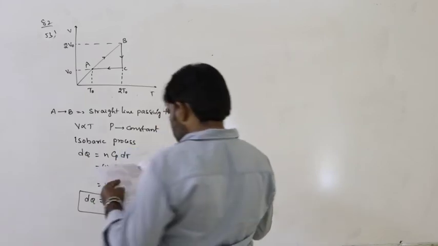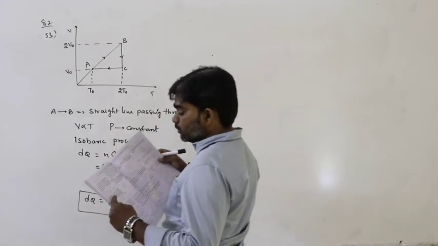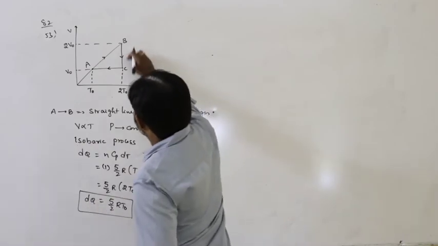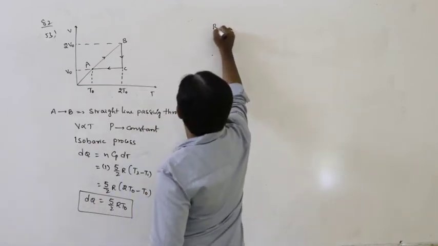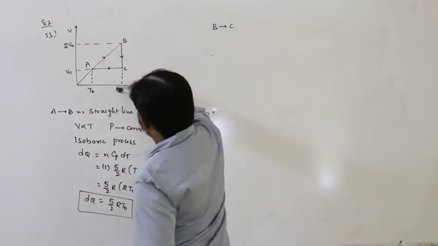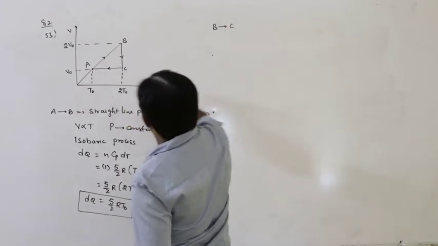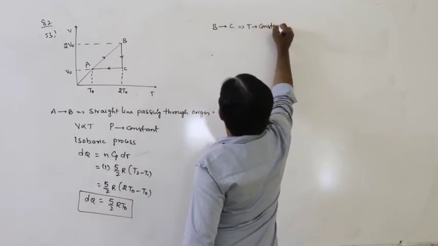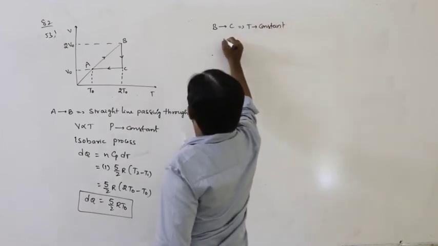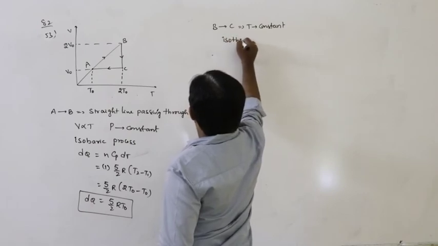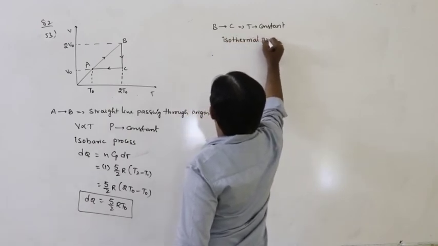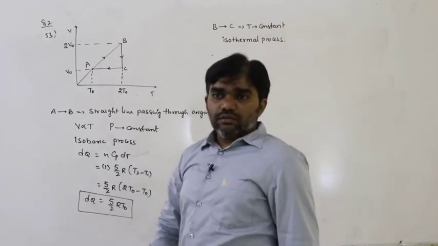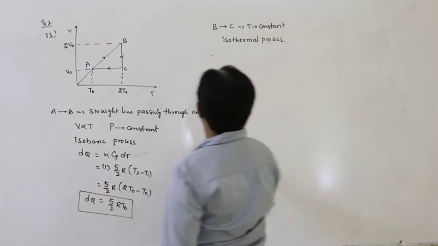Next, what we have to calculate? The ratio of heat absorbed during AB to the work done on the gas during BC. Work done on the gas during BC, that is B to C. B to C, what is the quantity that remains constant? Temperature remains constant. In what condition the temperature remains constant? Isothermal process. In isothermal process, the temperature of the system remains constant.